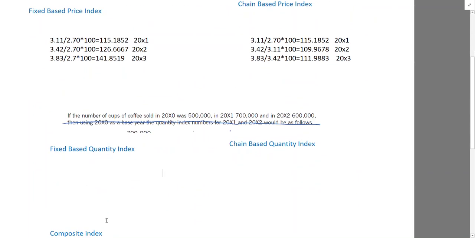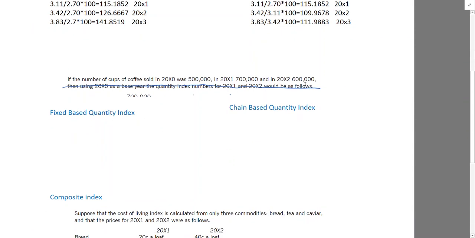So let's look at quantity index now. Number of units of coffee sold in 2010 was 500, in 2011 700, and 2012 600. So starting with 2011, 140. So it is not shown as a percentage. It is shown in hundreds, and people understand what it means.